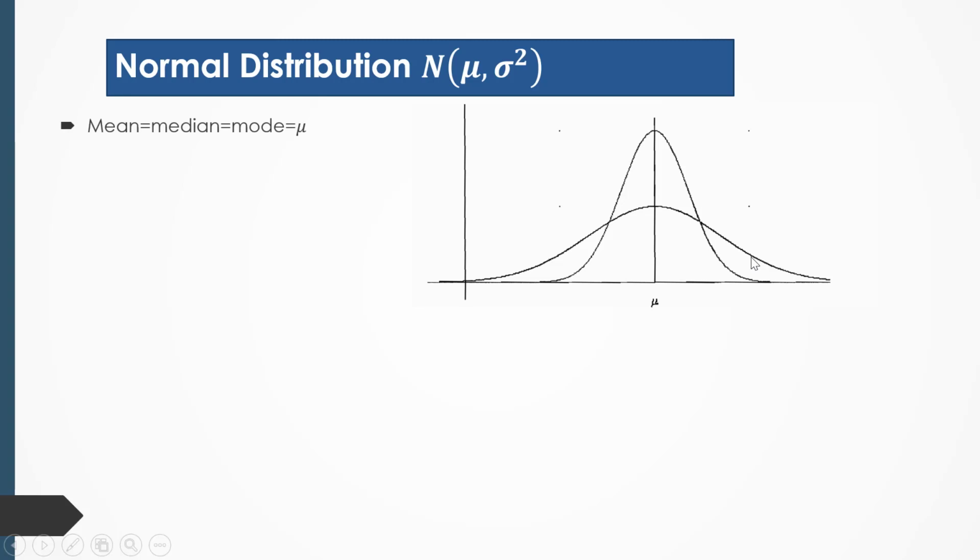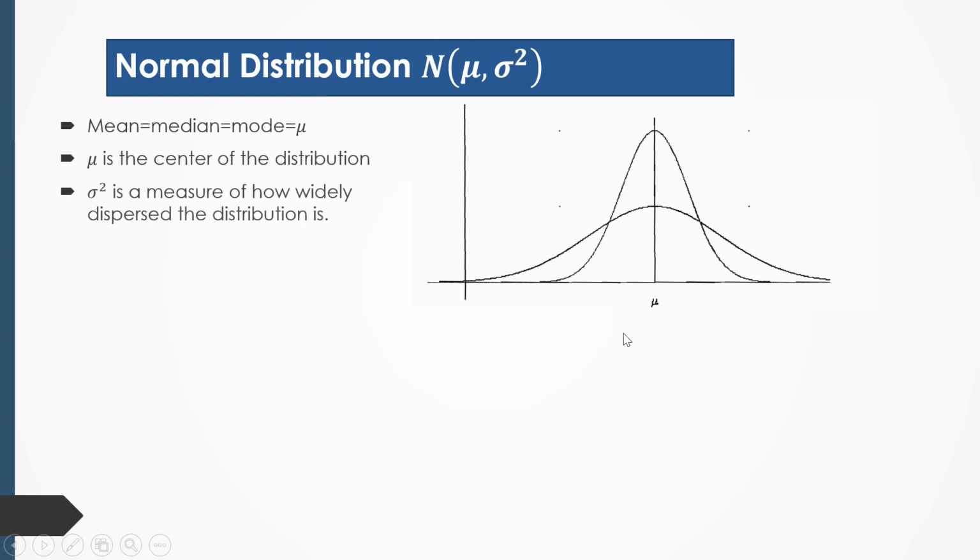Because the normal distribution is symmetric, the mean is also the median and also the mode. Remember, this is a unimodal distribution. We have only one mode. So the mean, the median, and the mode are the same, which is mu. Mu is the center of the distribution. And sigma square is the measure of how widely dispersed the distribution is.